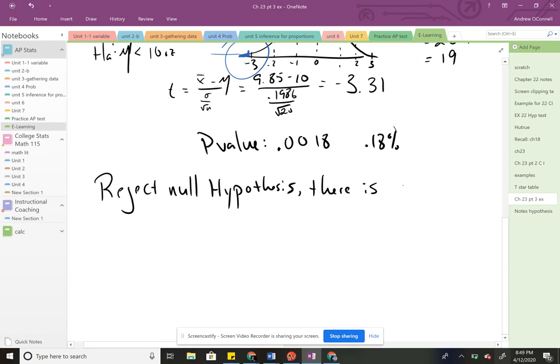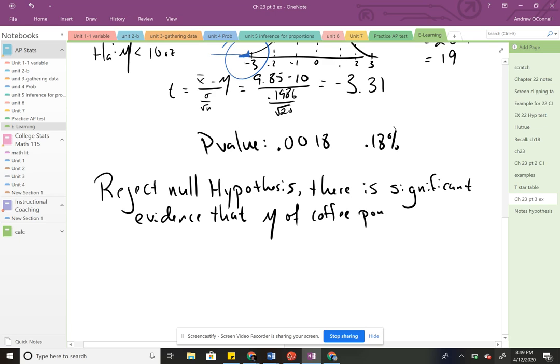Reject the null hypothesis. There is significant evidence that the population mean of coffee pours is less than 10 ounces.